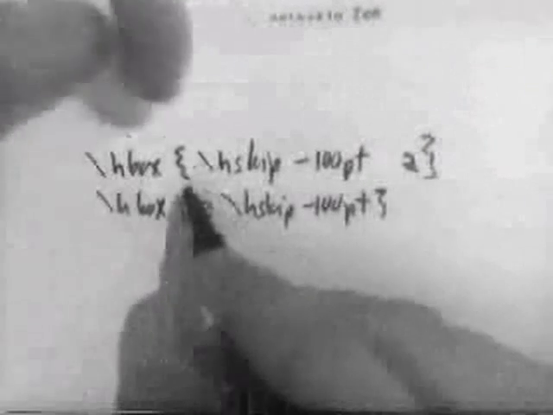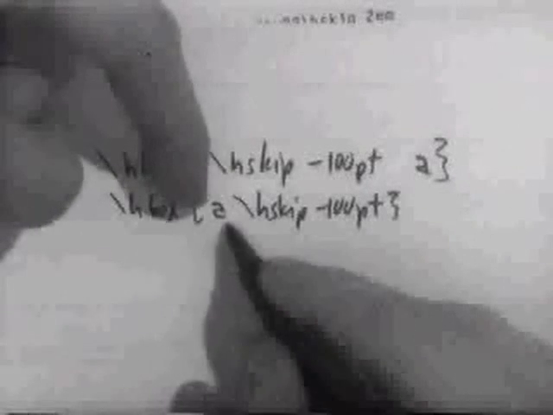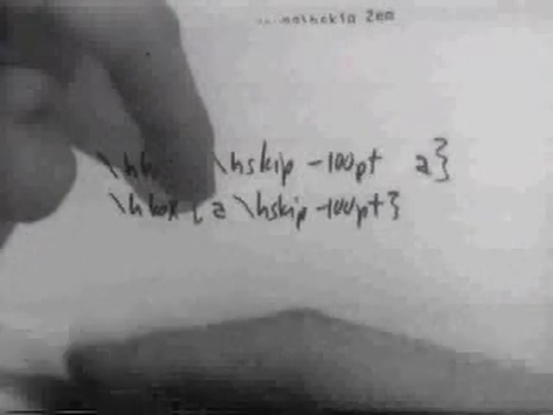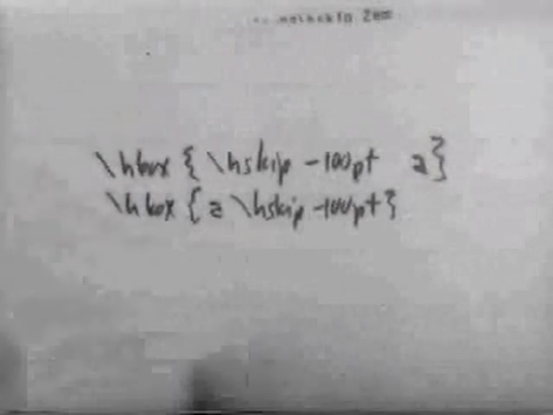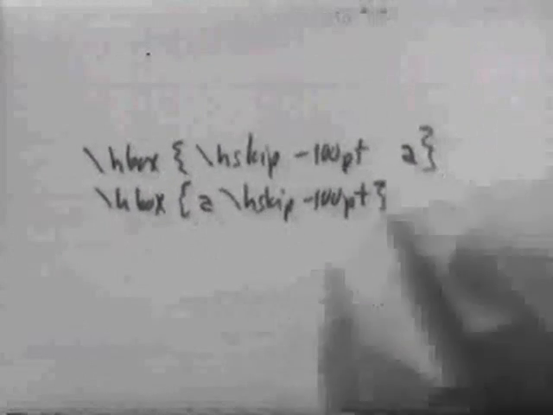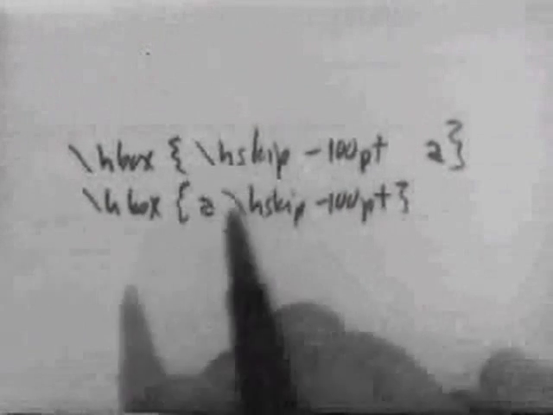The first one says start at the left at the reference point of the H box, then go backwards 100 points, and then put your A. The next one says start at the reference point, put the A, and then go backwards 100 points. The width is the same in both cases, the width of A minus 100 points. Okay, well, that's the difference between negative glue at the beginning and the end.